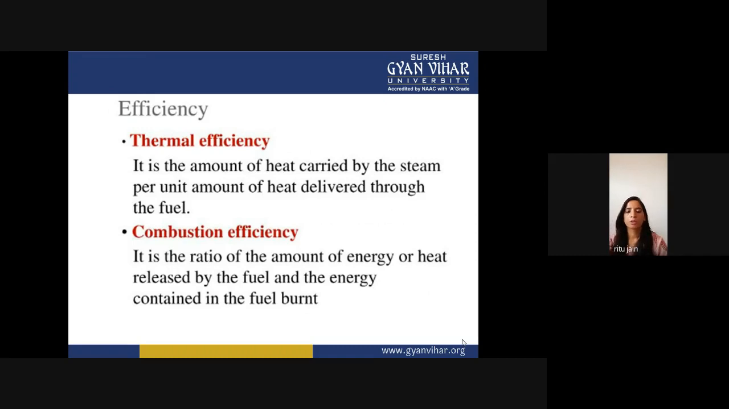So what is the difference between thermal efficiency and combustion efficiency? In combustion efficiency, you are getting heat from the fuel. How much heat you require to convert that water into steam comes under thermal efficiency. You can say it is how much heat you are using out of what you are getting from the combustion of the coal.